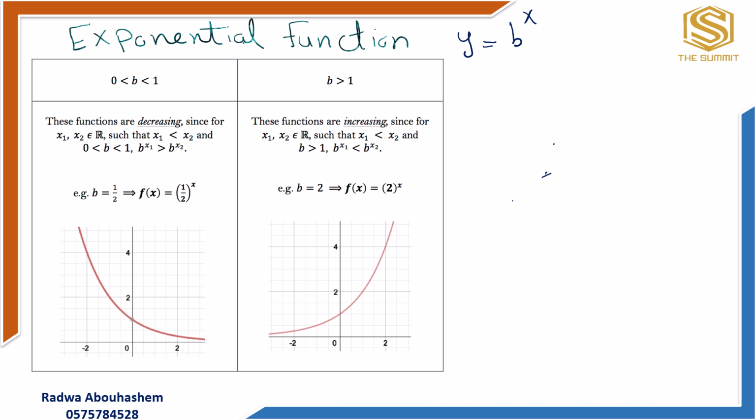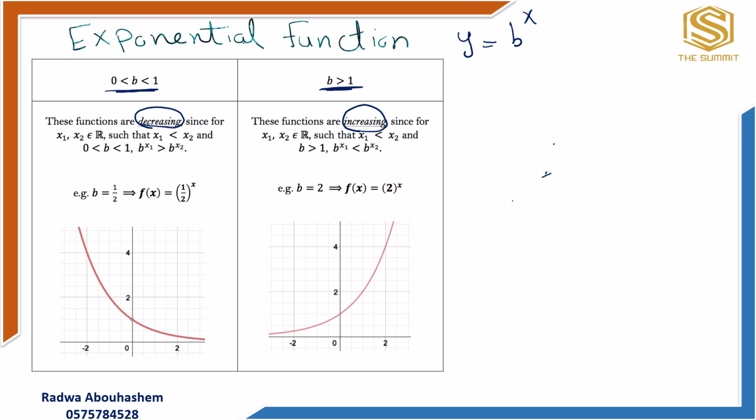Okay. When b is greater than 1, this means that your function is increasing. And when b is between 0 and 1, this means that your function is decreasing. Increasing means while you're changing the x value, the y values are increasing. And while changing the x values, if your y value is decreasing, the function is decreasing.